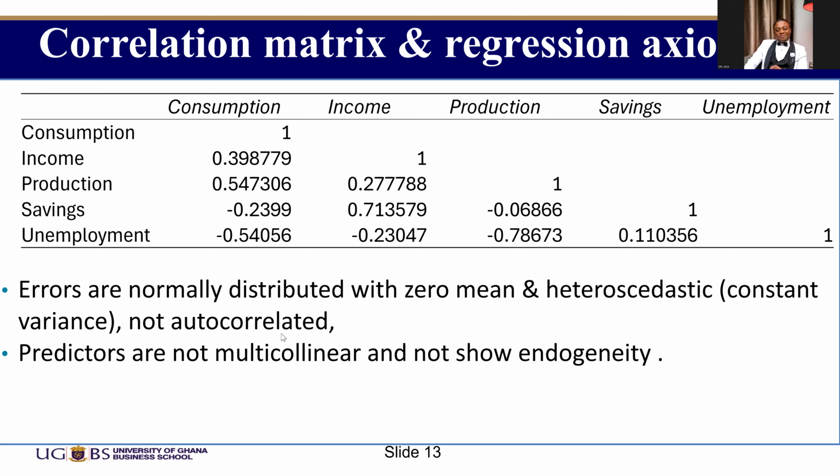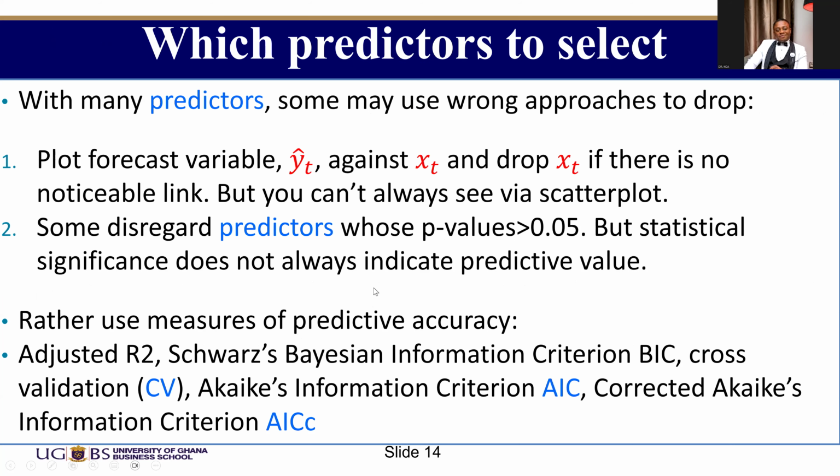Certain things must be in place for certain things to work. Assumptions. And that is how you do it. My goal is basically to just show you how to do prediction. You can tell which predictors to select, and there are several ways you can tell which predictors to select. Remember, we are talking about forecasting here.